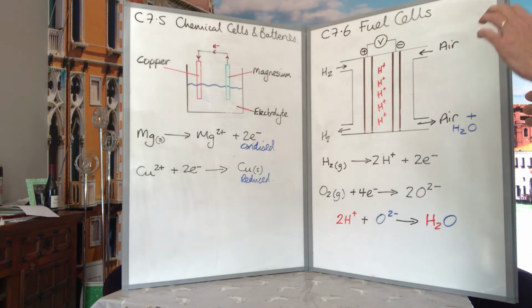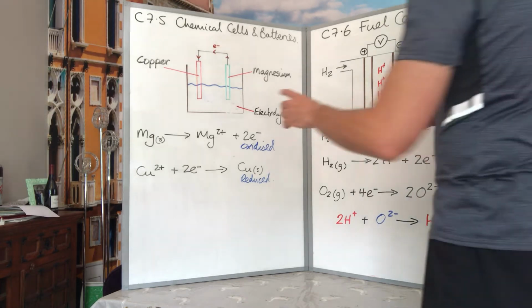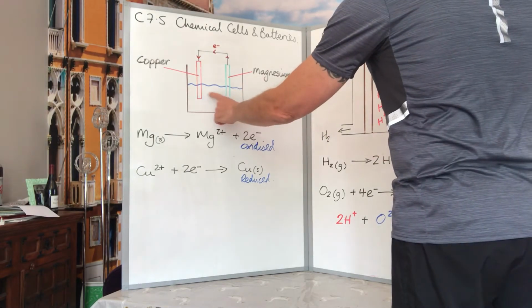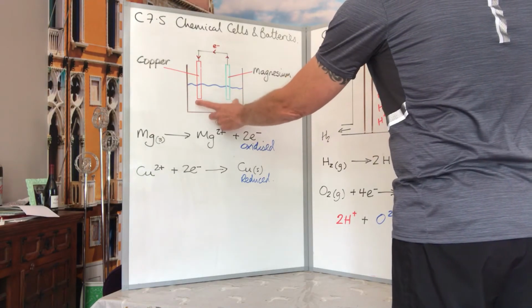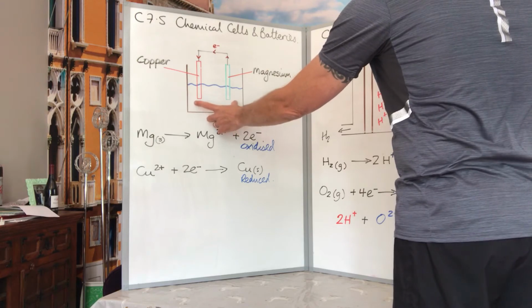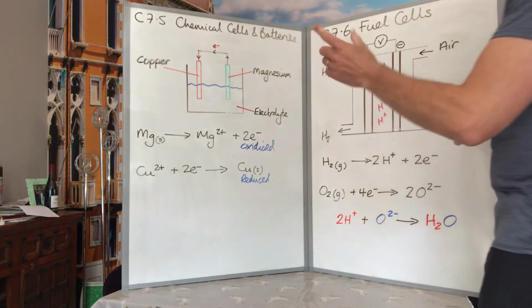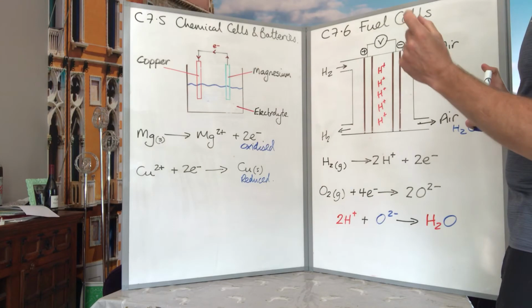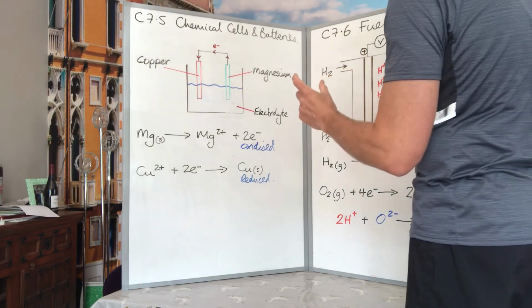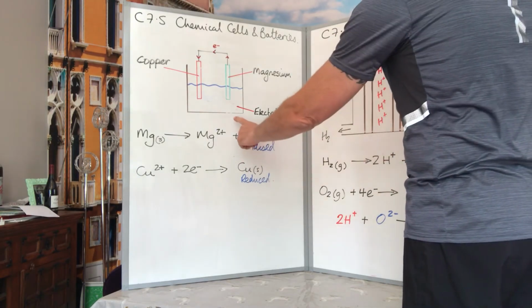If you want to increase the voltage, you can use two metals that have a bigger difference in reactivity. If you want to reduce the voltage, the opposite. You put two metals in there that are very close in reactivity, and it will give you a low voltage.